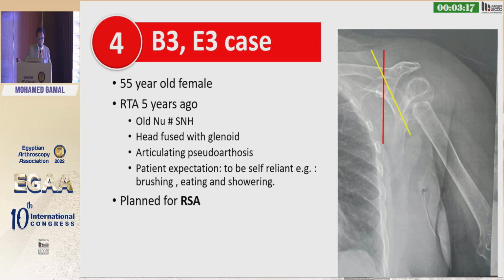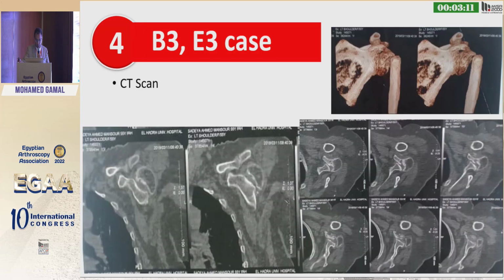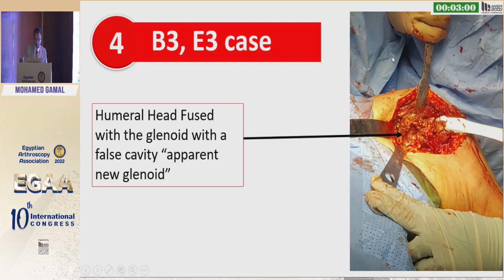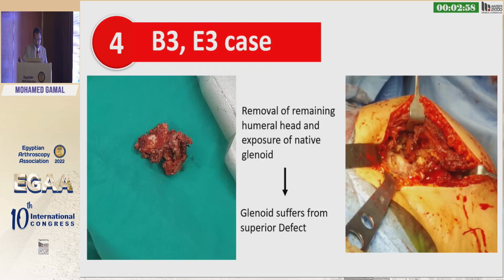Another case with old non-united surgical neck humerus with pseudoarthrosis. And you can see here that the head nearly fused with the glenoid and the non-united fracture. And this is removing the remnant of the humeral head and exposing the glenoid. The glenoid also suffers from the superior defect.